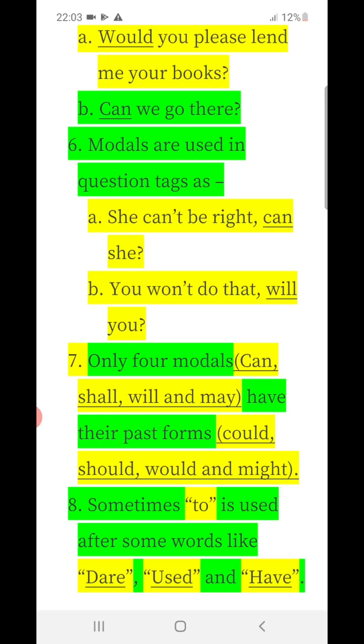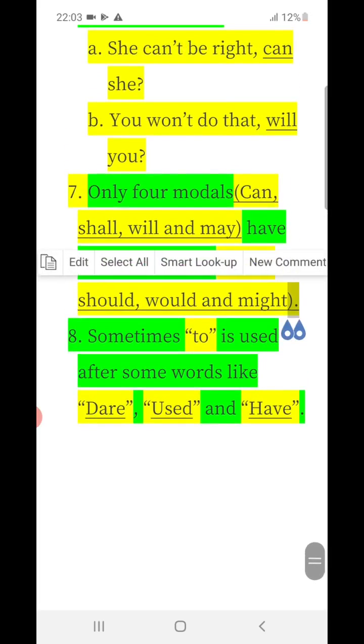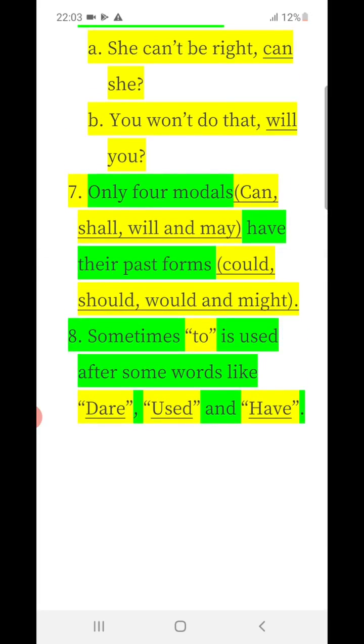Number 7. Only 4 modals, can, shall, will, and may, have their past forms: could, should, would, and might.